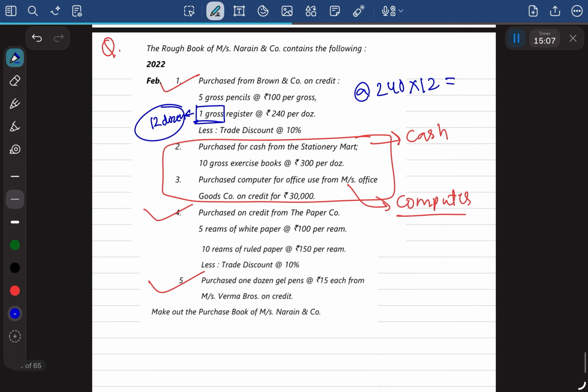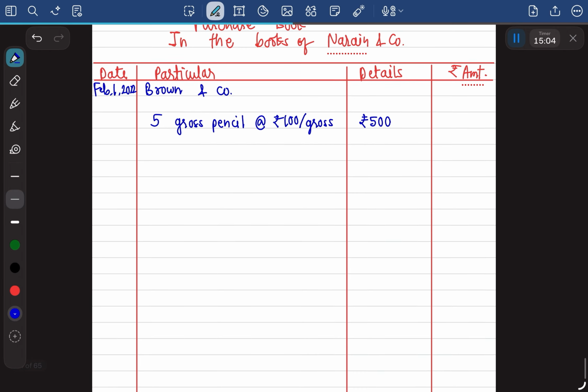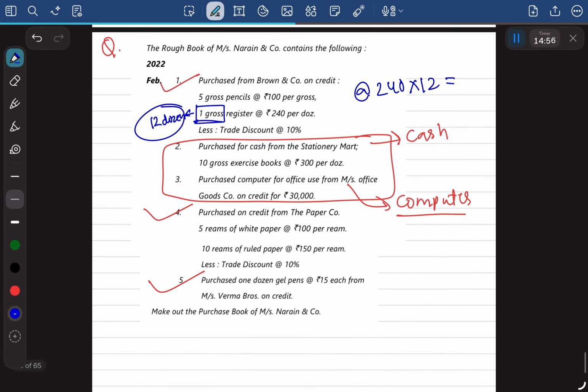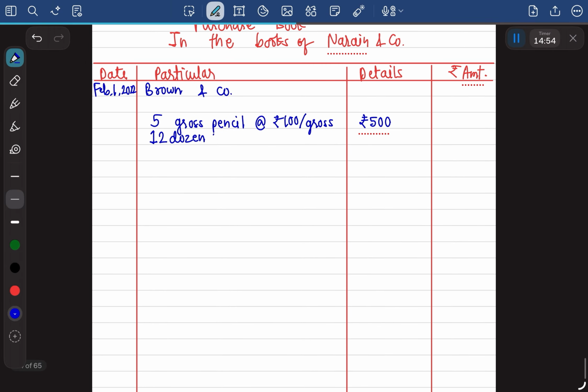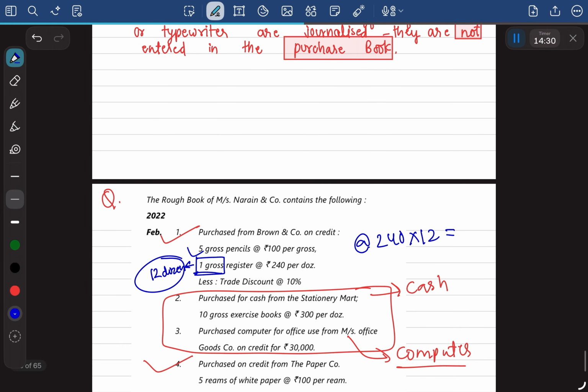Let's move ahead. I should write there 12,000 registers at the rate 240 rupees per thousand. So it will be, where is the calculator? 12 multiplied by 240. So the amount will be 2880 rupees. So we recorded this and we recorded this.